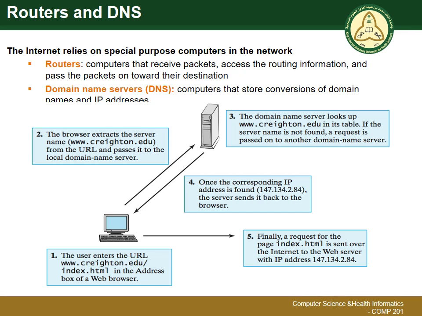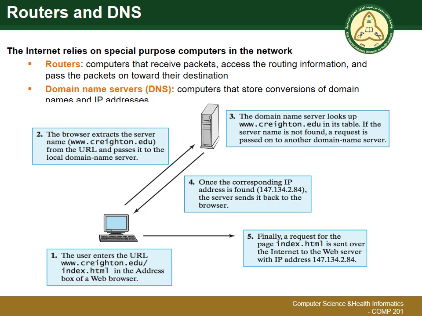The internet relies on two special-purpose computers in the network: routers and domain name servers. Let's first start with the routers. Routers are computers that receive packets and use various information sources to pass the packets toward their destination using the best path.